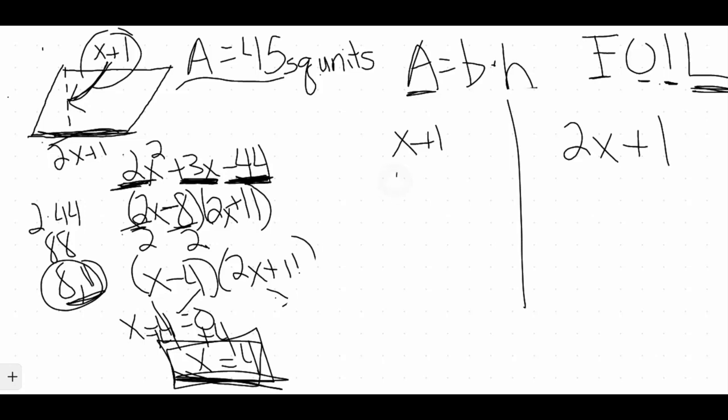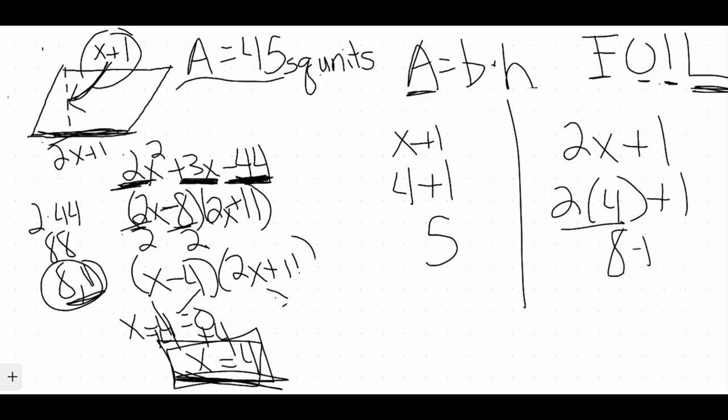So if I plug it in for x, for the height, I would have 4 plus 1, which would give me a 5. On the right-hand side that represents the base, that would be 2 times the 4 plus 1. So 2 times 4 gives us 8. And when we add that to the 1, we get 9. What this means is that our height is equal to 5, and then our base is equal to 9. So we finally have both of our dimensions here for the parallelogram based off of the information that they did give us.